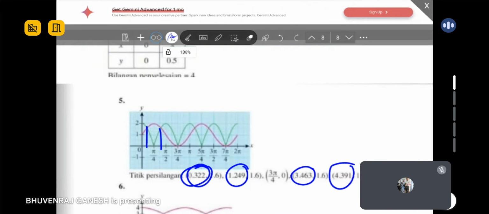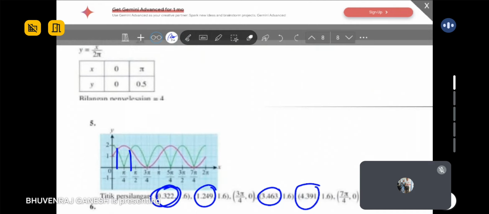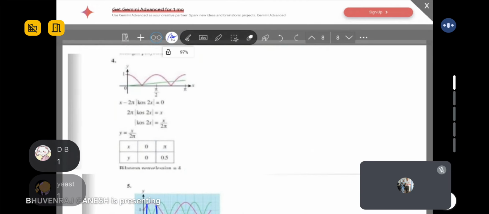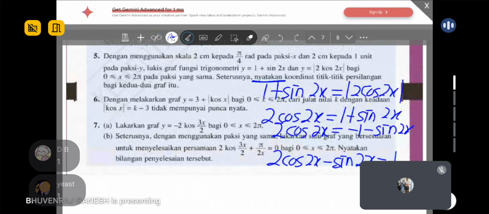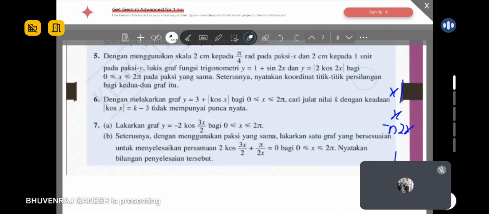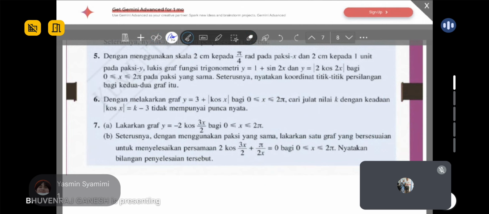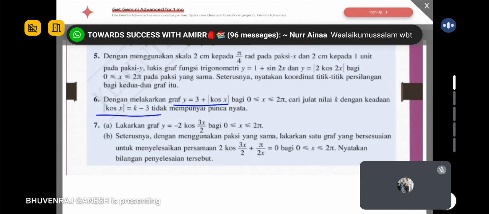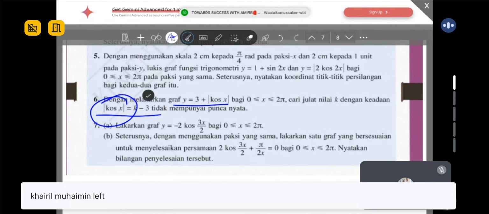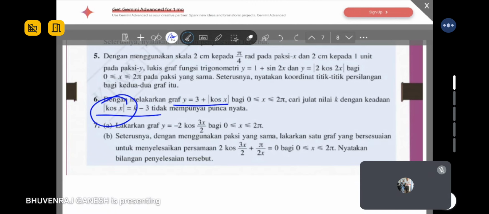Okay, do you guys understand? Question 5? Yes or no? Come on. Faham type 1, tak faham type 2. Very simple. Okay, alright. Okay, so now we come to the second last question. Soalan kedua terakhir. Okay, so for this question, they ask you to draw 3 plus modulus cos x. Okay, so you need to modify this. Okay, so how to modify, guys? Sangat senang. Can you all tell me? What is the modification you do to the equation?